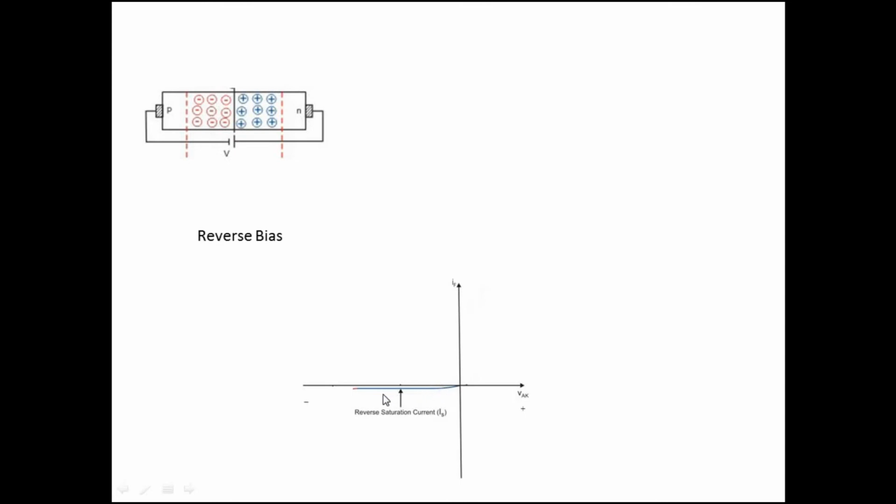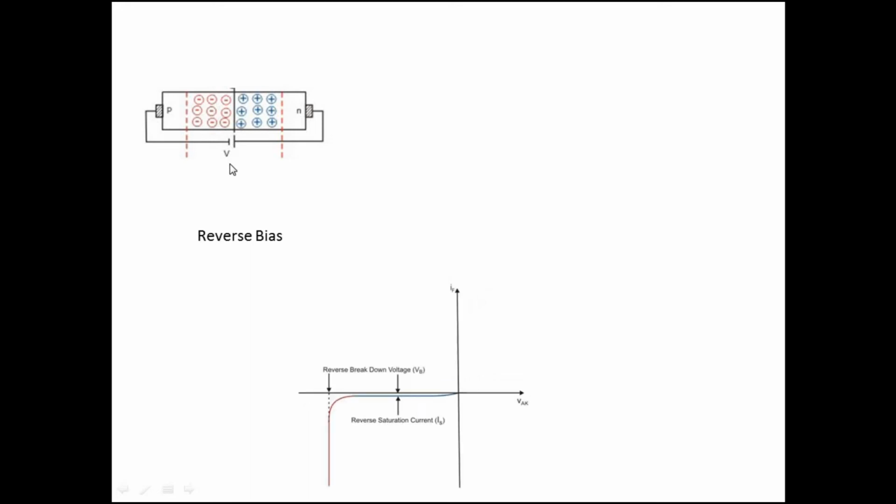If we are neglecting this, we can say that there is no current flow. Okay, so that is the reverse bias. And if you are increasing this voltage, it will cause a breakdown and it will damage the diode by flowing a high current. Okay, so we cannot operate under this region because it is a damage of the diode.